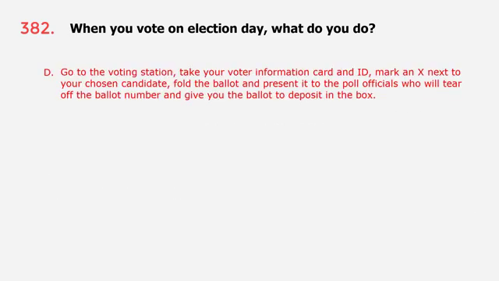The answer is D. Go to the voting station, take your voter information card and ID, mark an X next to your chosen candidate, fold the ballot, and present it to the poll officials who will tear off the ballot number and give you the ballot to deposit in the box.